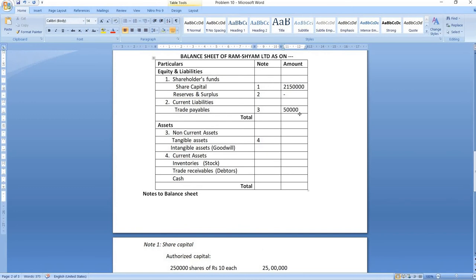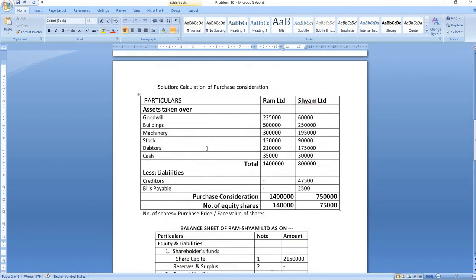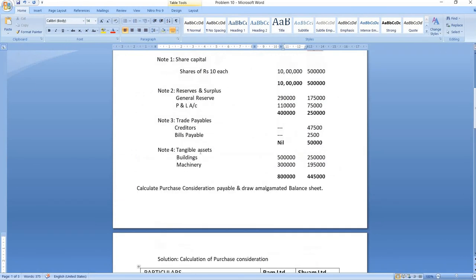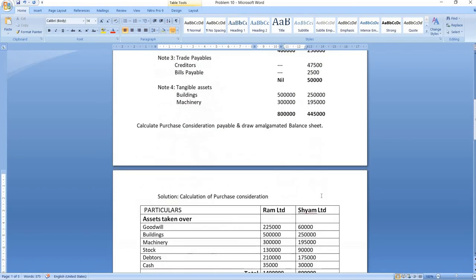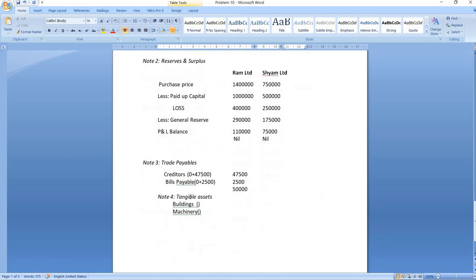This will be shown in the balance sheet here. 50,000. Okay. Next is the asset side. Now in assets we have tangible assets. So let us look at the assets that are given. Tangible assets, buildings 5 lakhs for Ram Limited and 2,50,000 for Shyam Limited. So let us take it here. Buildings 5 lakhs plus 2,50,000. So total 7,50,000.